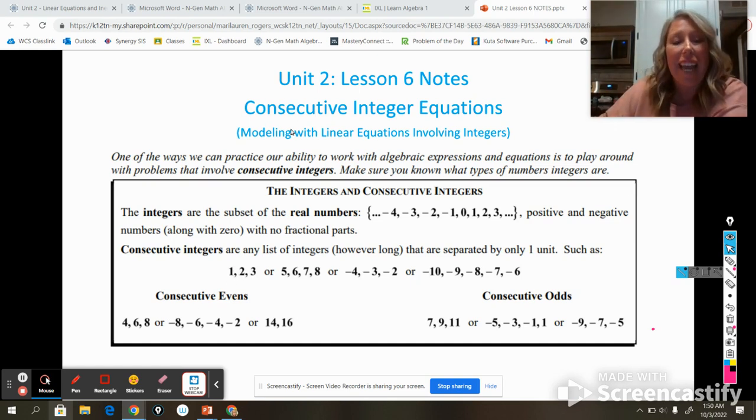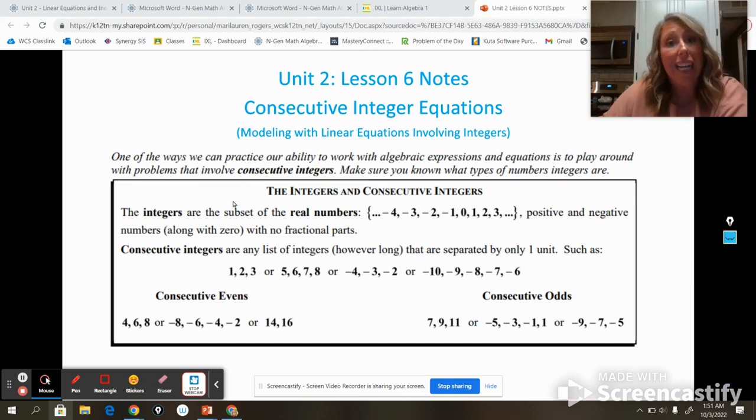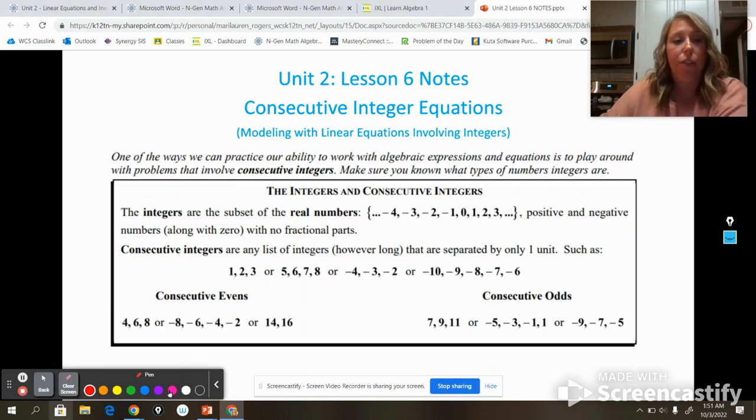We are looking at still some word problems with equations, but specifically this time consecutive integer problems. These are some problems that can be tricky if you're not careful about reading them and making sure that you are really dissecting the information that's in the problem. So let's dive into some vocabulary first, and then we'll get into the example problems.